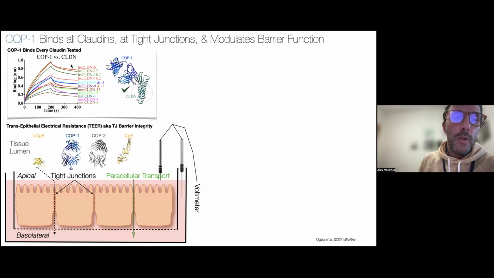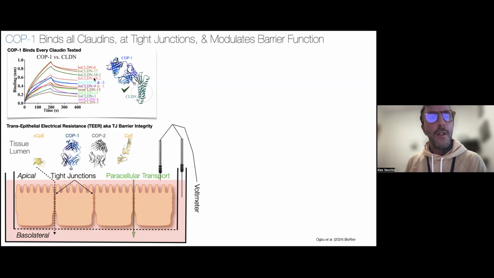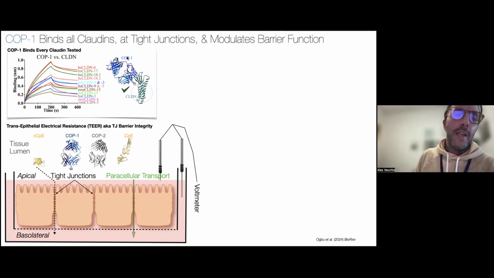And so we expressed a whole bunch, I think 13 human and mouse claudins, immobilized COP1 on biosensors and tested whether it could bind these claudins. And we saw unequivocally that COP1 could bind every single claudin tested. So we knew that we had discovered a pan-claudin binding molecule. And based on the structures, we knew where it bound.